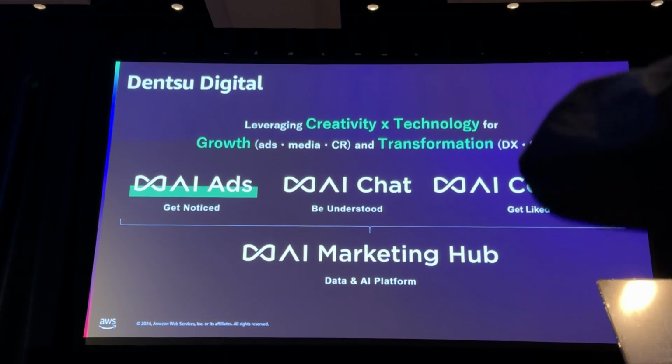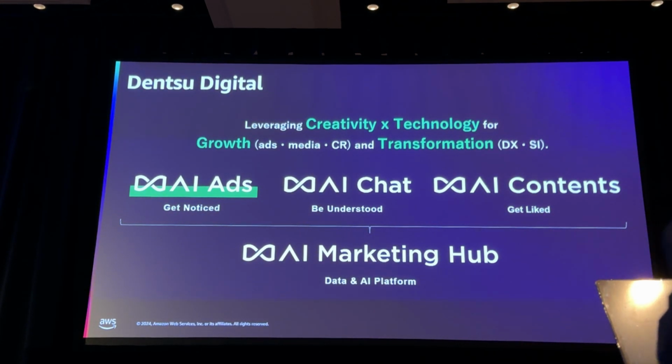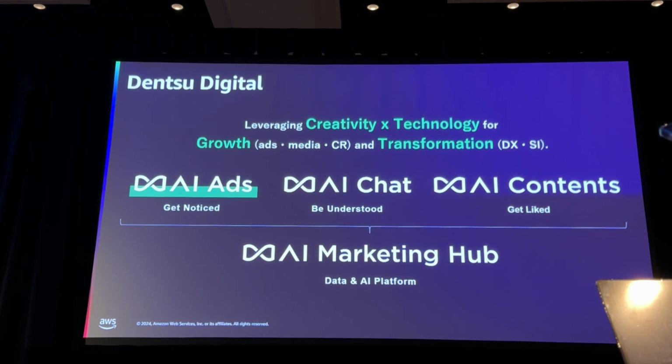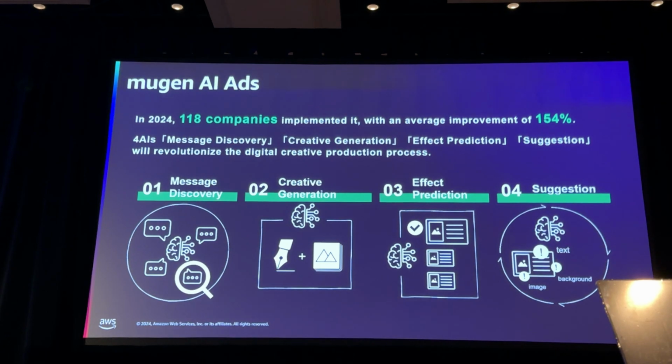Because the video generation AI has the strongest relation to other regions, today I mainly discuss Mugen AI Ads. What's Mugen AI Ads? It is a solution which fully supports the process of the production of digital creative. In this year alone, it has been implemented in more than 100 companies, and we achieved an average improvement score of 154%.